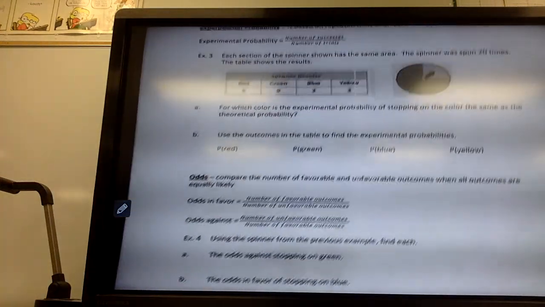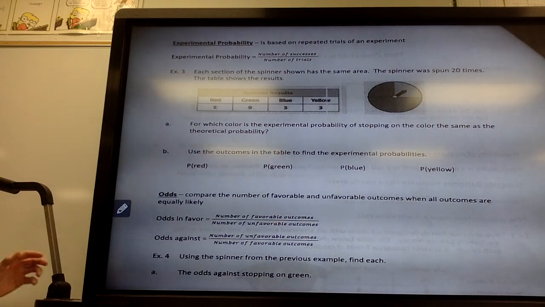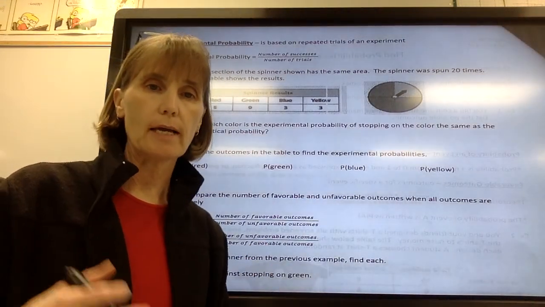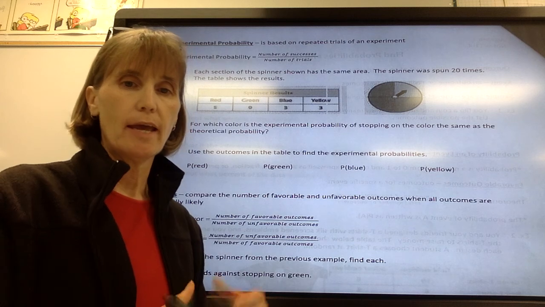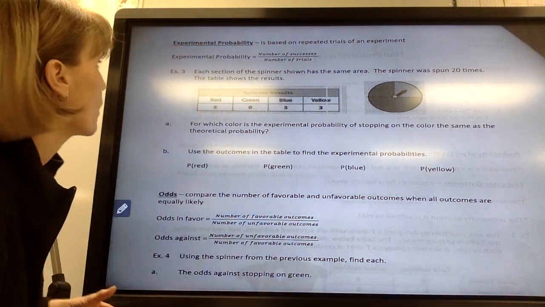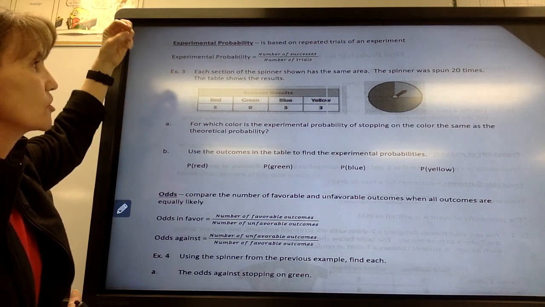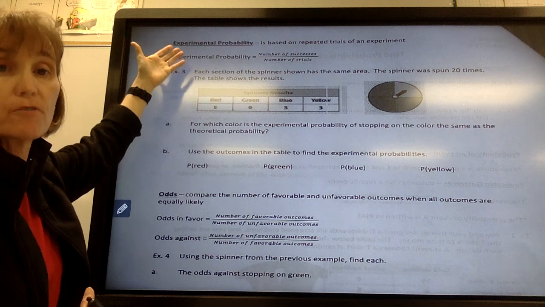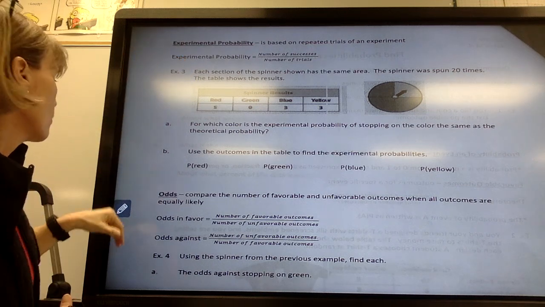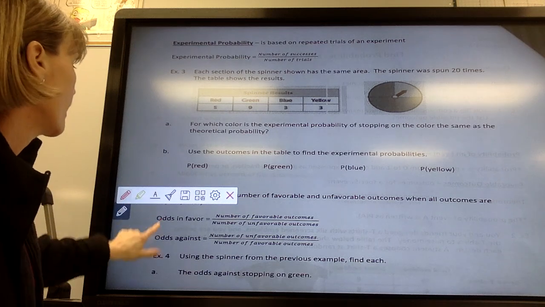Okay, experimental probability is a little bit different. It's based on repeated trials. So if I actually had you roll that die and flip that coin and you had some data with which to look at, that would be your experimental probability. It's just the number of successes, or the number of favorable outcomes, divided by the number of trials. But you're going based on what you've actually done, what your data is.